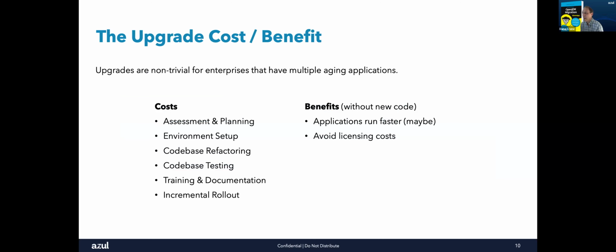There's some assessment, there's some planning up front, there's some environment setup, of course. Code-based refactoring, that can be a small or a very large component of that upgrade process. Something always changes between one version of Java and the next, depending on how much you've taken advantage of some class, for example, that may have gotten deprecated or refactored. You're going to have to be refactoring your code base, and that can be a big exercise. The biggest exercise tends to be just code-based testing, making sure that nothing is broken between versions. There may be some training and documentation that needs to be updated.